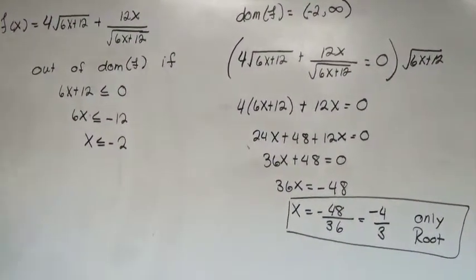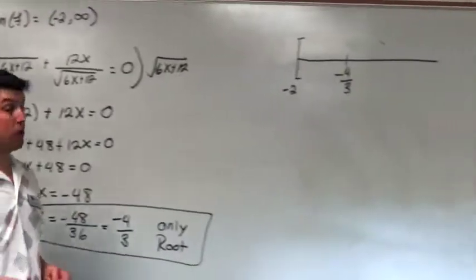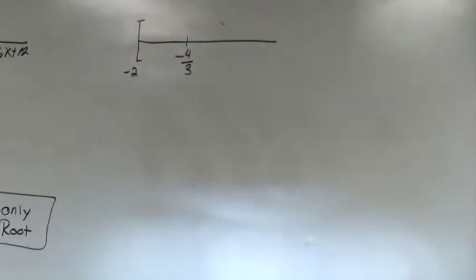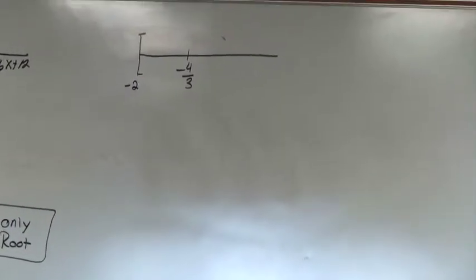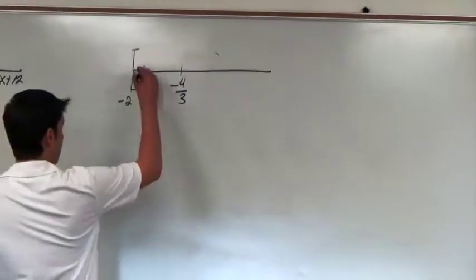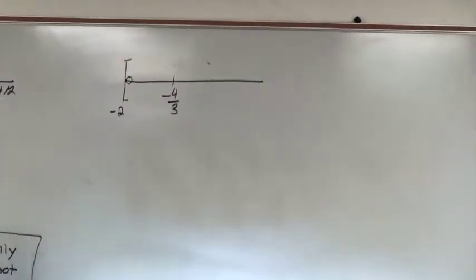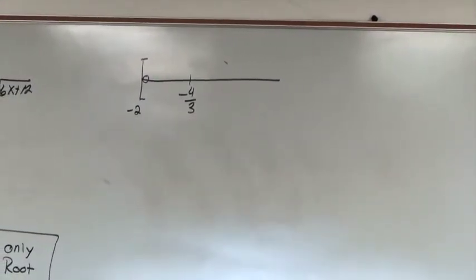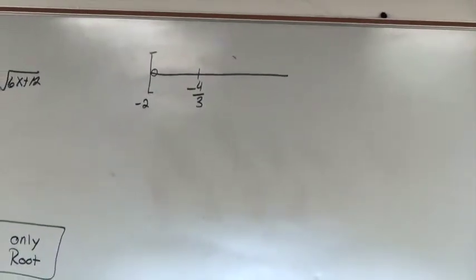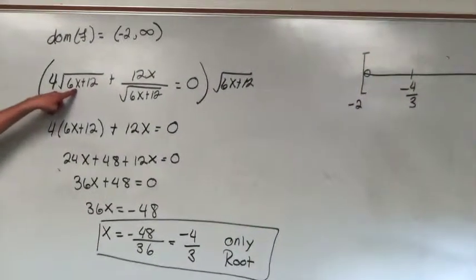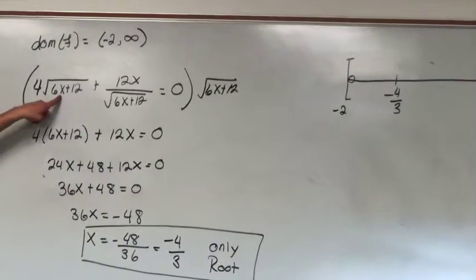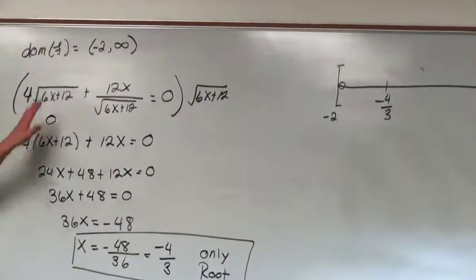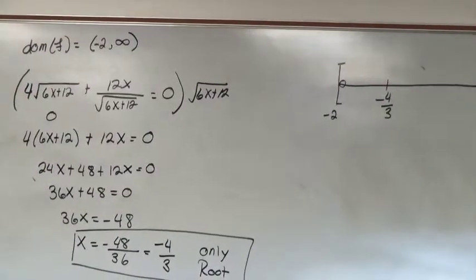So if you use a calculator, you could just pick a number between negative 2 and negative 4/3, plug it in, see if you get something positive or negative. What I'm going to do is use more of an argument. I'm going to imagine we're really close to negative 2, but bigger than it. If x is really close to negative 2, 6x is really close to negative 12. So the contents of the square root is really close to 0. So this term is not going to be very important.